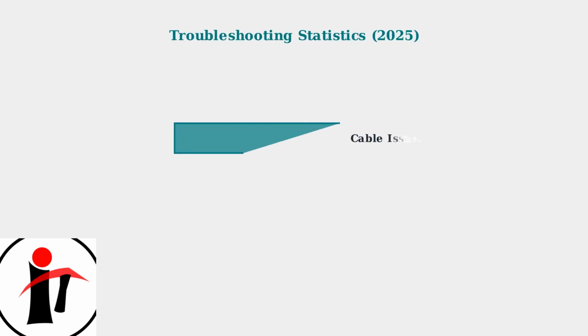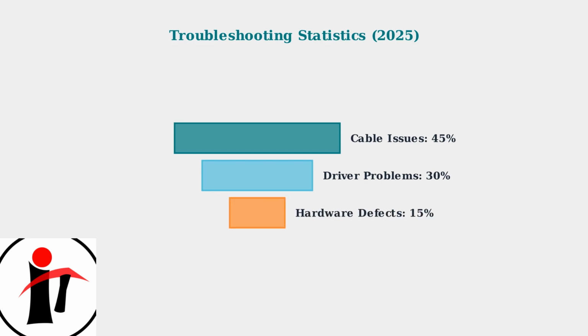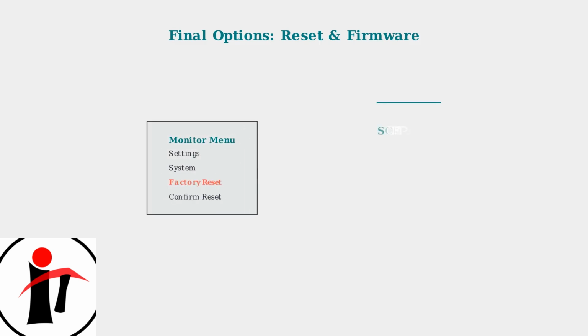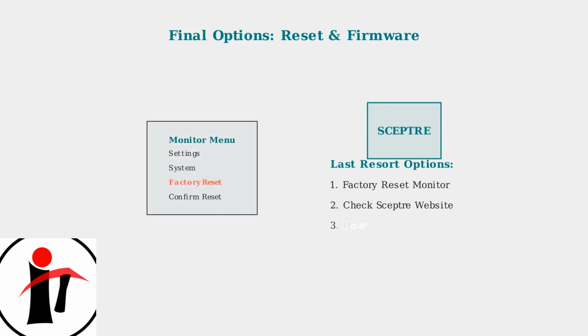Current data shows that cable-related issues account for 45% of monitor connectivity problems, while driver problems are responsible for 30% of input recognition failures. If all previous steps fail, consider performing a factory reset on your monitor to restore default settings, or check Sceptre's website for firmware updates that may resolve compatibility issues.